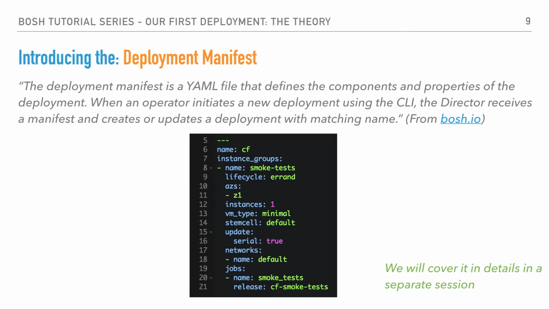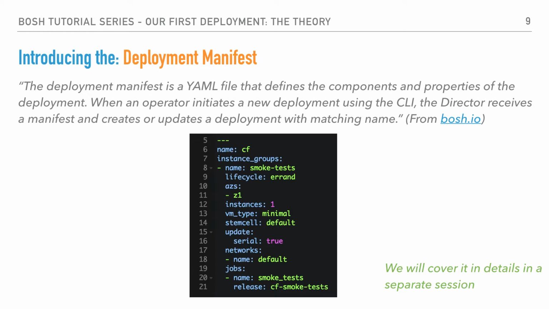Now, let's talk also about the deployment manifest. We already covered the deployment manifest a bit in the terminology that we have, but I'm going to read the actual definition from the BOSH.io website. The deployment manifest is a YAML file that defines the components and the properties of a deployment. When an operator initiates a new deployment using the CLI, the director receives the manifest and creates or updates a deployment with the matching name. So what does that mean? A deployment manifest is a YAML file.